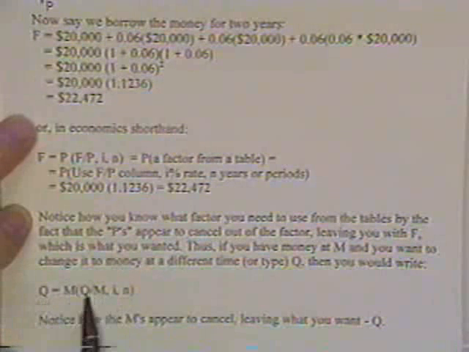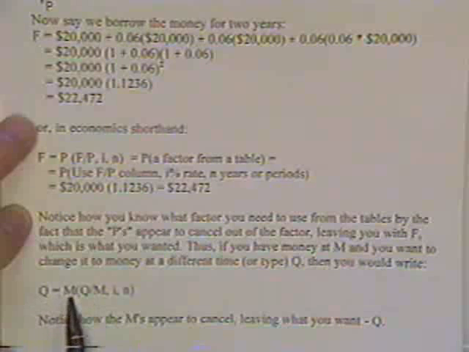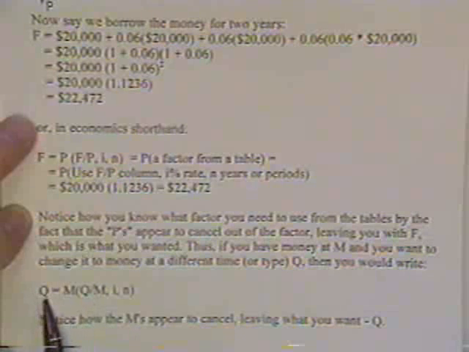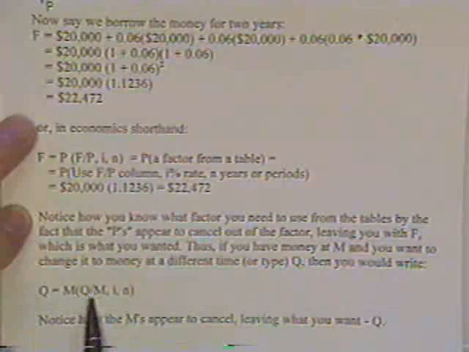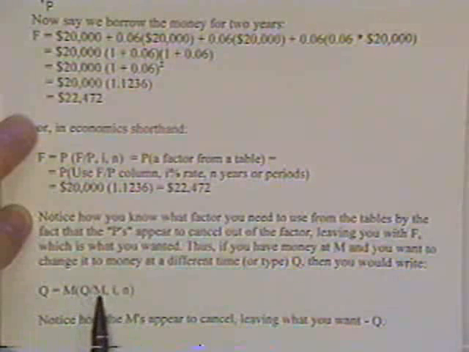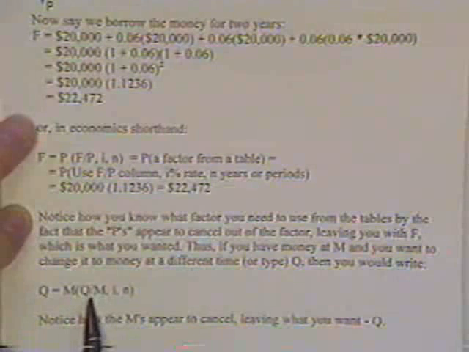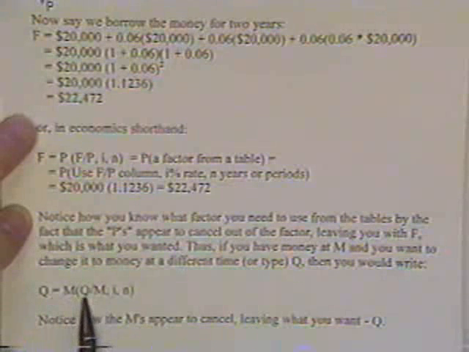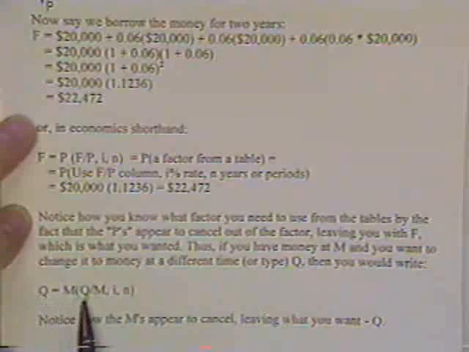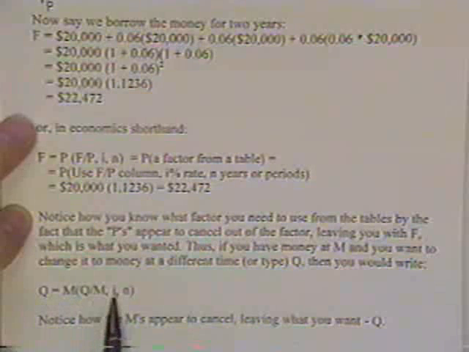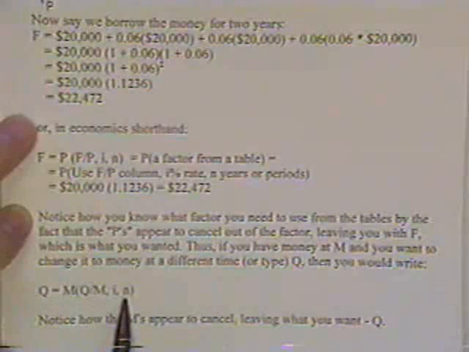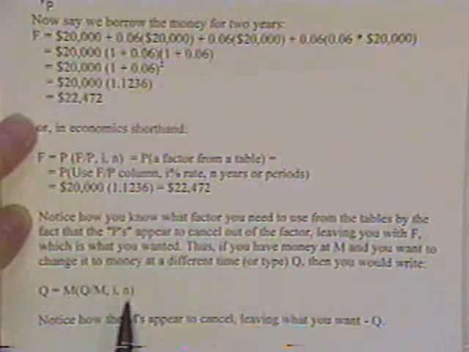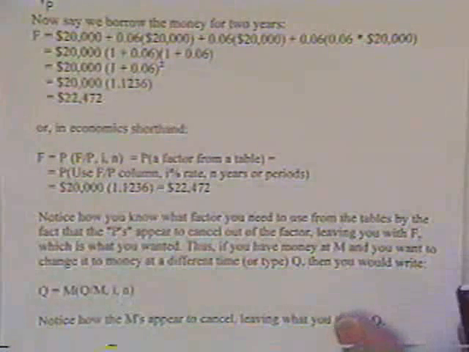Well, you could care less what these things say. For instance, if it gives you M and you want to find Q, then you multiply it times Q over M. That tells you which column in the tables to use. The M cancels the M, leaving Q, and that's what you want. The factor will also be a function of the percent rate utilized in the problem and the number of years or months or periods that you borrowed the money.